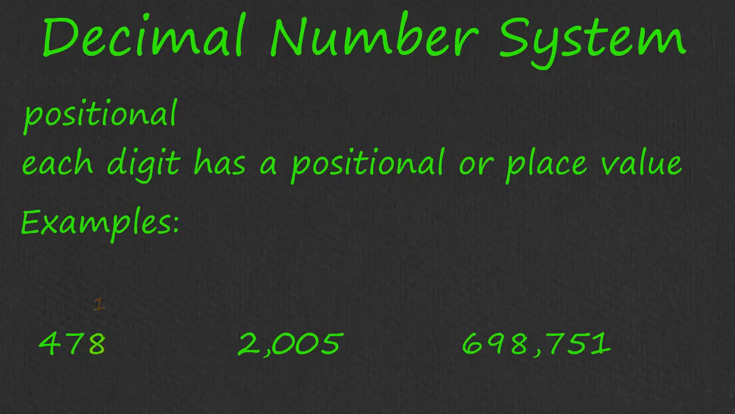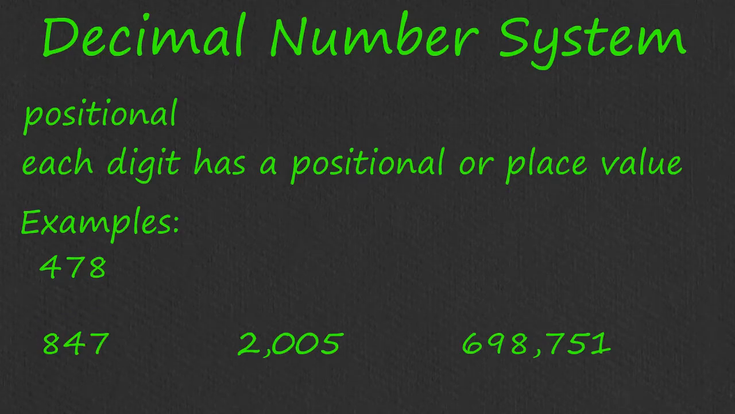Positional also indicates that if you place the same digit into different positions, the overall value of the number will be different. For example, 847 uses the same digits as 478, but as we mixed up the digits, we now have 8 hundreds, 4 tens, and 7 units or ones.